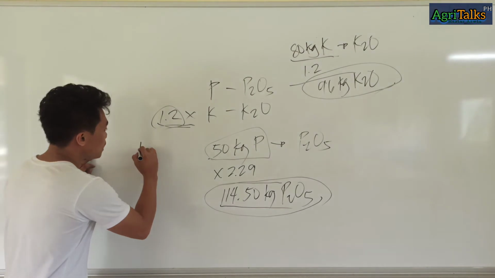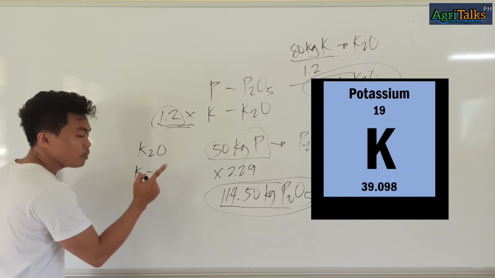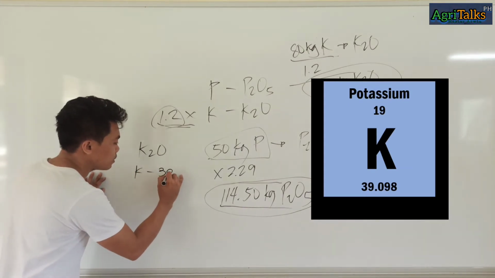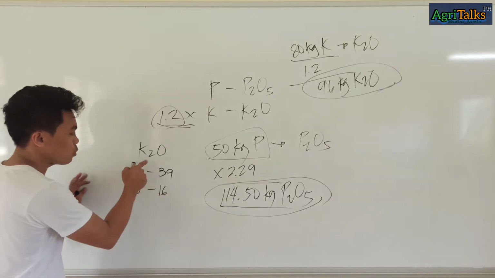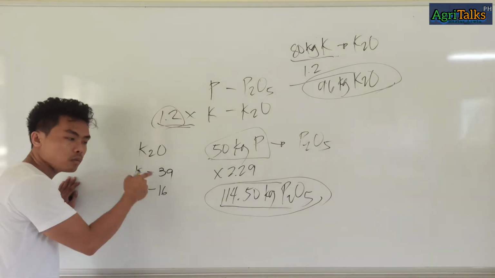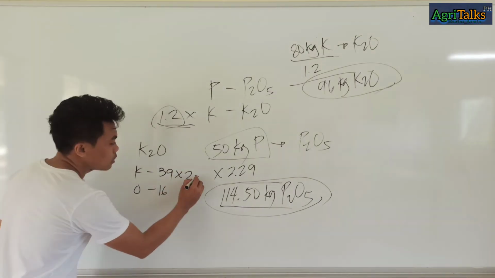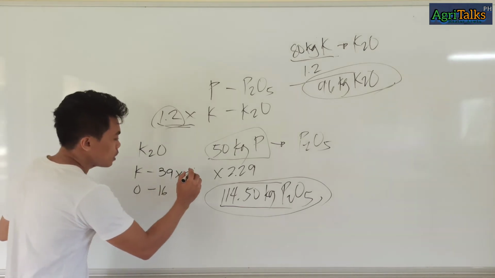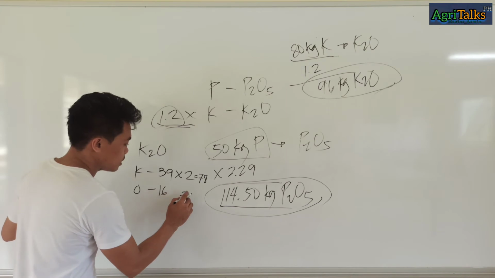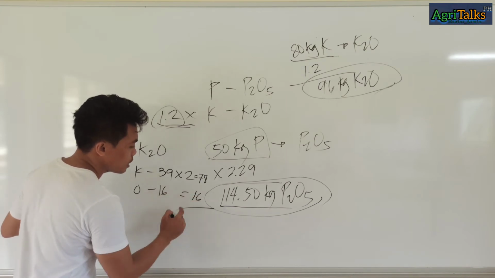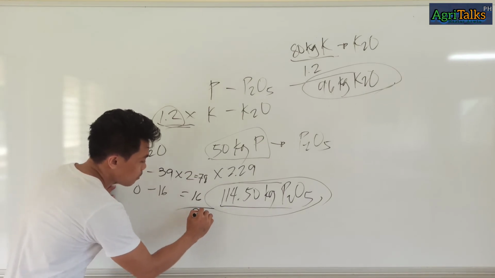For the K, atomic weight po niya ay 39. At saka yung oxygen is 16. So meron po tayong subscript ng K which is 2. We will have to multiply it by 2. So 39 times 2, that would be 78. And then, copy lang, 16. 78 plus 16, that would be 94.